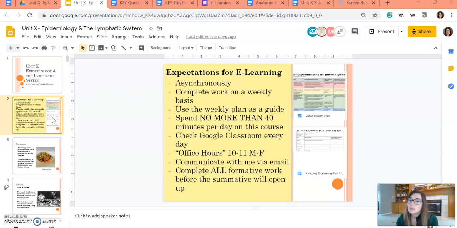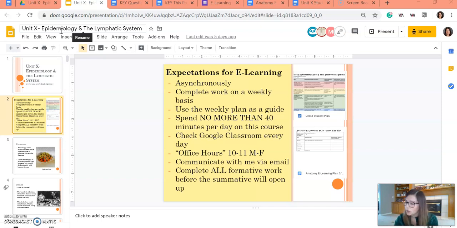Again, make sure that you're not spending more than 40 minutes a day on this class. If it's taking you longer than 40 minutes, let me know. That means I need to change something for you guys. Don't forget my office hours are from 10 to 11. So if you have questions and you want to Zoom with me, or you just want to email me during the hour, you can email me whenever and I'll respond. That's the best time to do it.